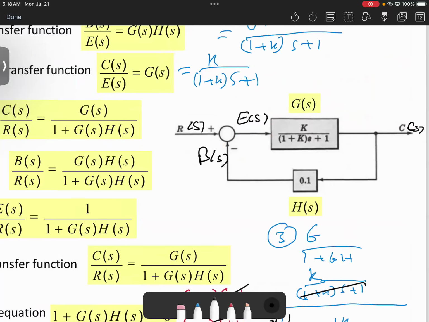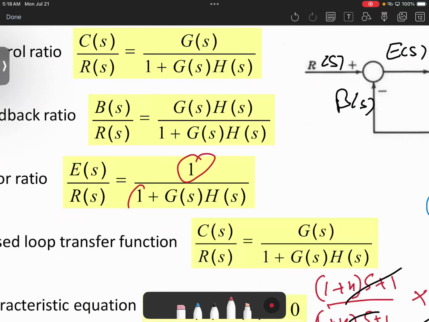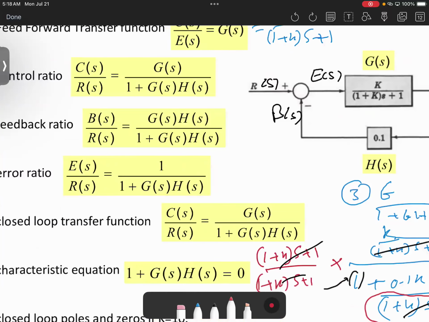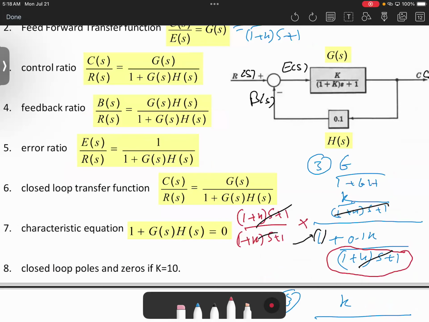Now, in this part, since E of S over R of S will be the forward, which is 1, divided by 1 plus the opposite sign, forward, which is 1, times GH. All good? So G and H, both of them right now, are the feedback. Exactly.